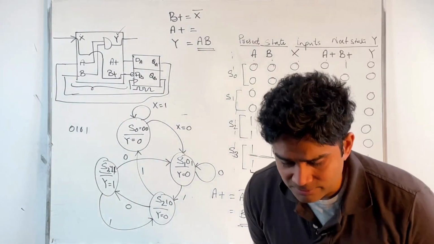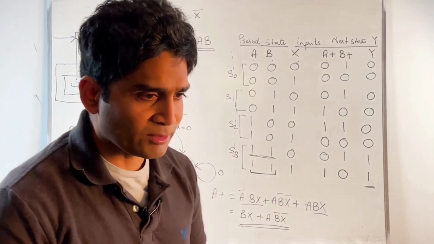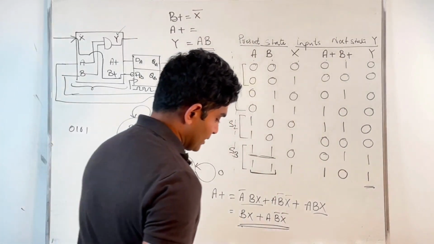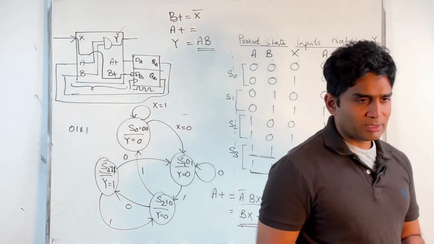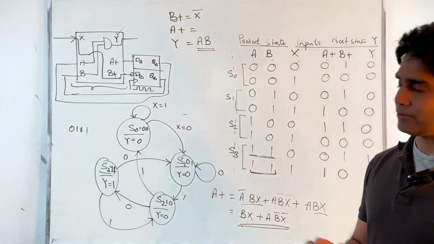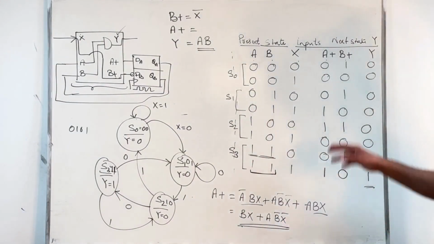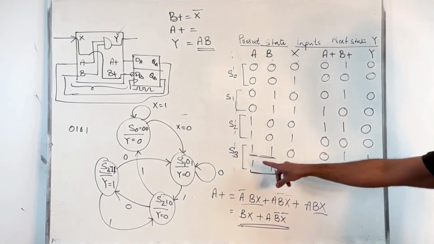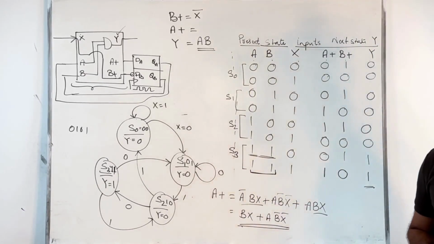All right, so that's it. That's how you would design a Mealy machine. That's how you design a Moore machine. That's the difference between them. As you can see, the implementation is almost similar, except for the output. The output only depends on present state.